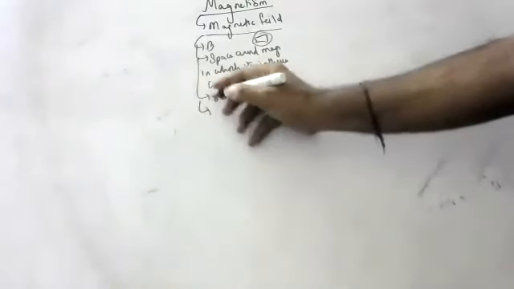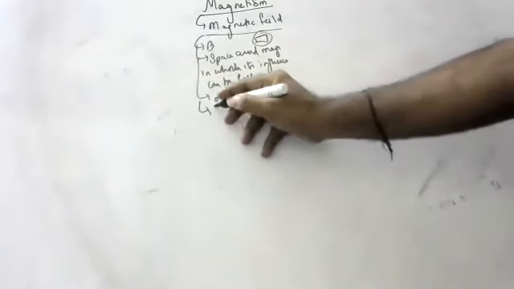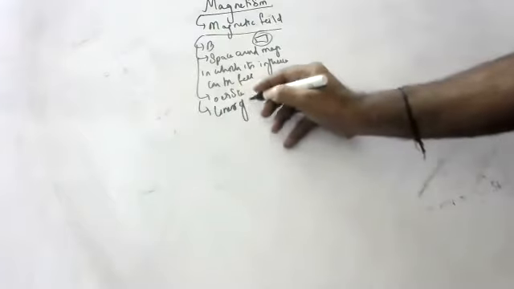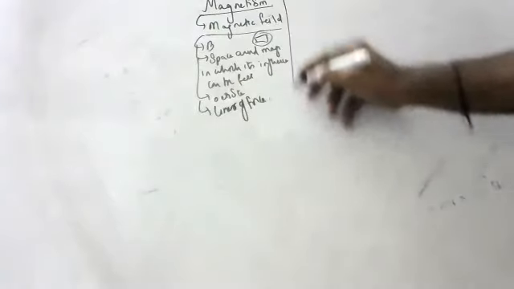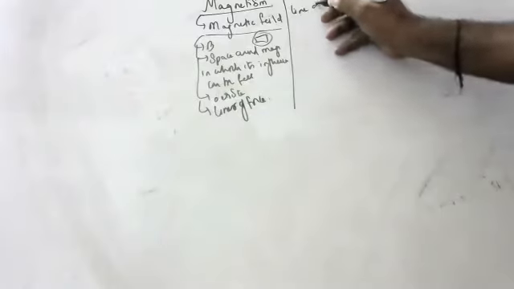Space around the magnet in which its influence can be felt. What is the magnetic field, children? Space around the magnet in which its influence can be felt. The units are Oersted, and the magnetic field consists of lines of force. What is a line of force?